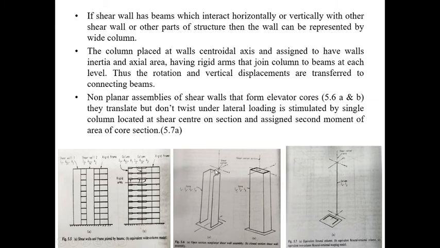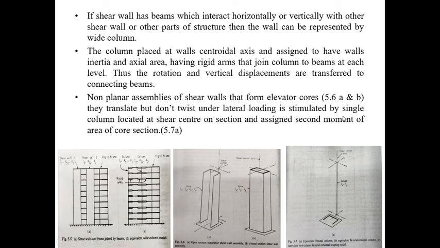Now suppose you have a non-planar assembly of shear walls, that is, they are not in the same plane. If they are non-planar assemblies of shear walls, they form the elevator core. So here you can see this is one shear wall, this is another, this is another. So they are non-planar shear walls in this A and B. Now in this what happens? In the first case they translate but they do not twist when the lateral loading is acting. That is, they translate, they move about, but they do not twist.